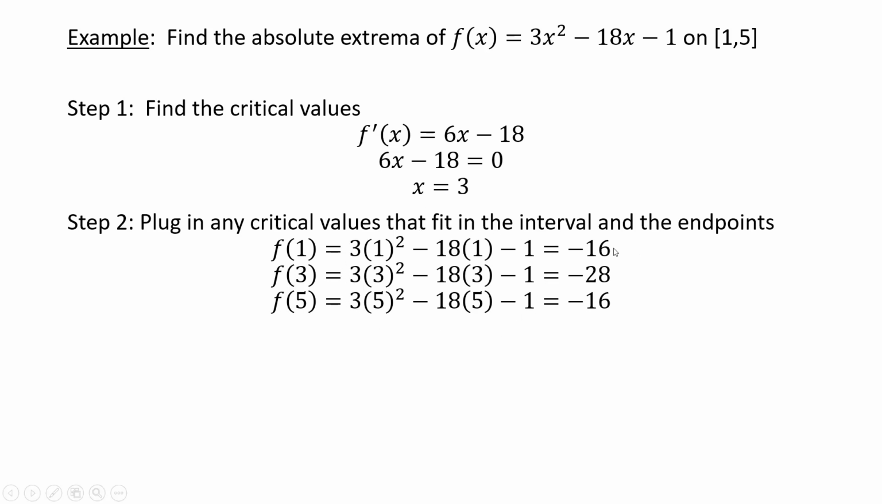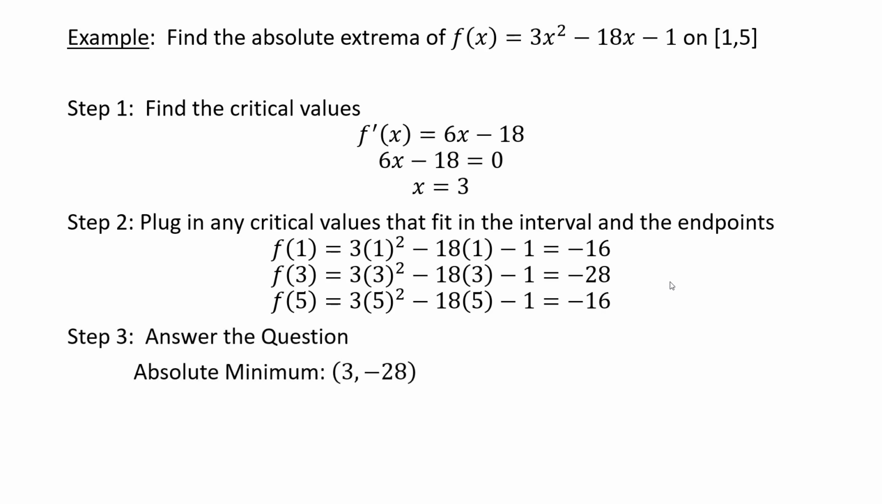So what do you notice? When I plug in 1, I get negative 16. When I plug in 3, I get negative 28. And when I plug in 5, I get negative 16. These are both the biggest point, and this is the smallest point. So now I'm ready to answer my question. My absolute maximum is the biggest I have, and my absolute minimum is the smallest I have.